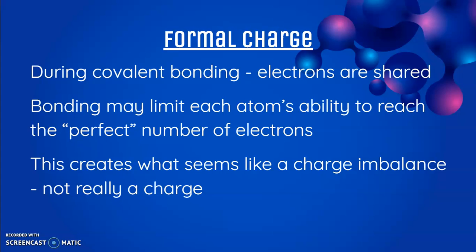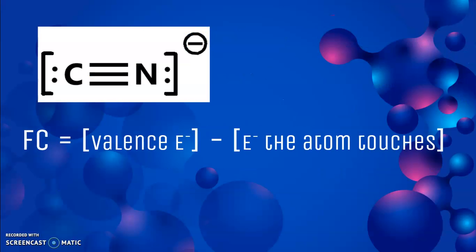It's not really a charge, but it's a lack of an ability to command your own electrons. So it feels a lot like a charge. That's why we call it formal charge. Let's take a look at this lovely Lewis dot structure. Now, this is one that should seem familiar. This is the cyanide polyatomic ion. And formal charge actually has an equation to it.